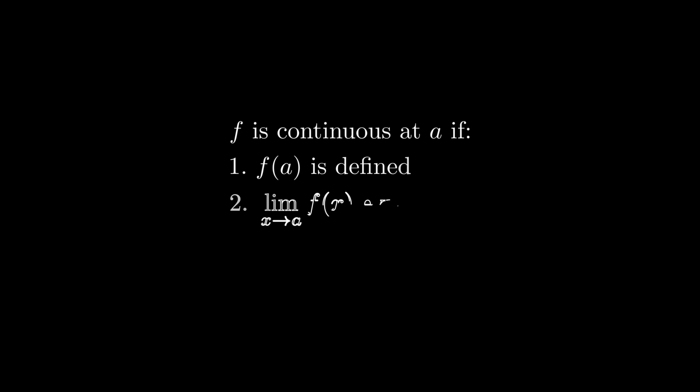Formally, a function is continuous at a point a if three conditions hold. f of a is defined. The limit as x approaches a exists, and the limit equals the function value at a.